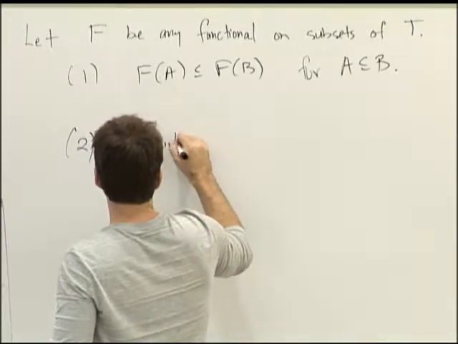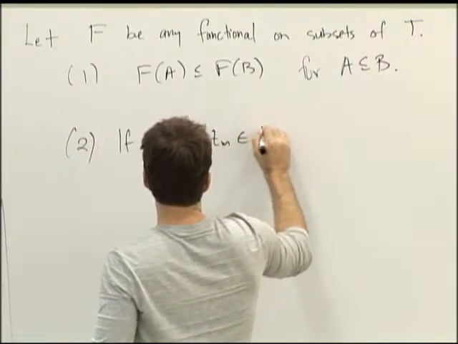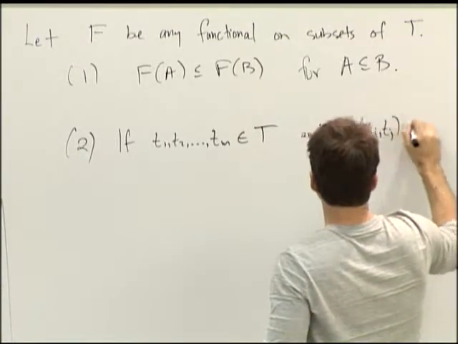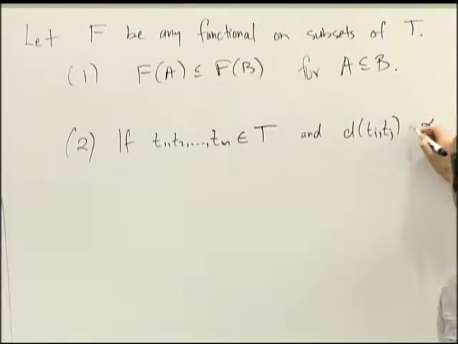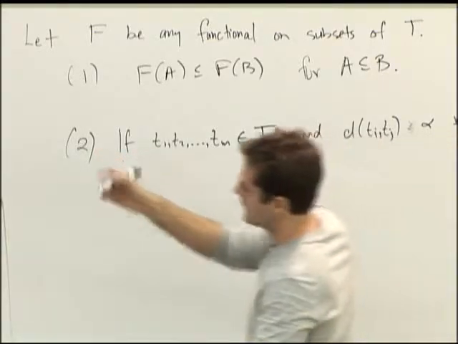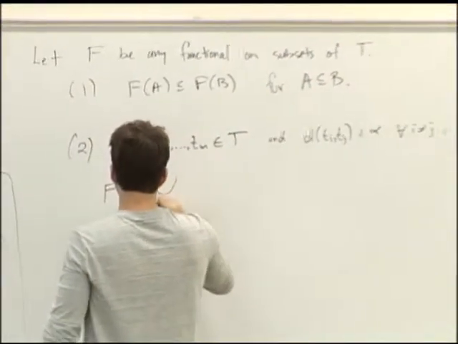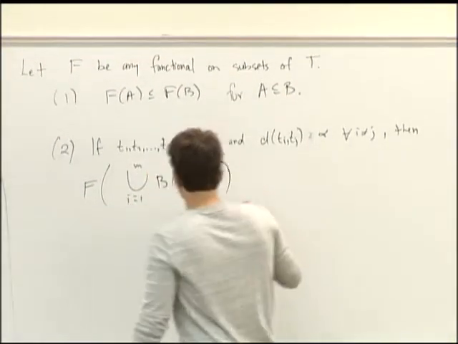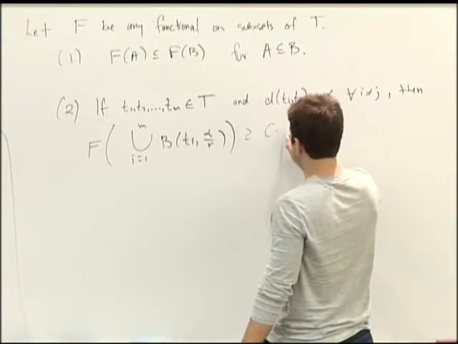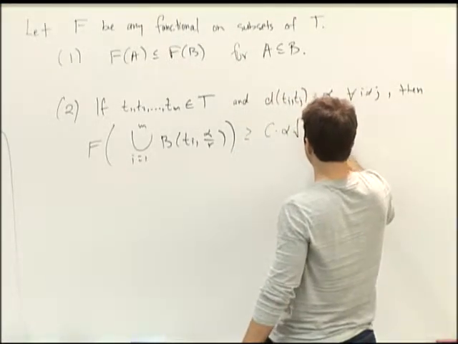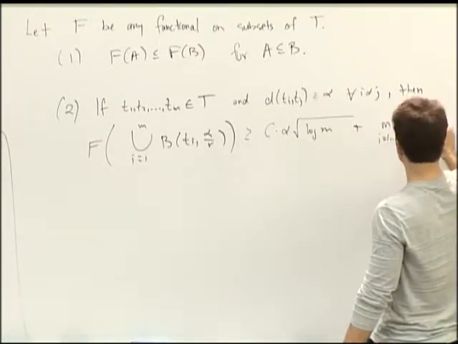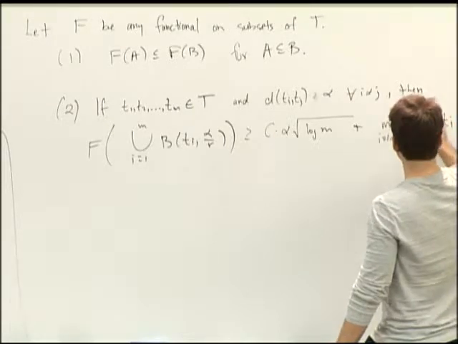if we have t1, t2, up to tm in our set, and the distances between these things are pairwise at least some alpha for all i not equal to j, then this holds. So then the functional applied to the union of the balls is at least some constant times alpha square root log m plus the minimum over the balls of the functional applied to the balls.